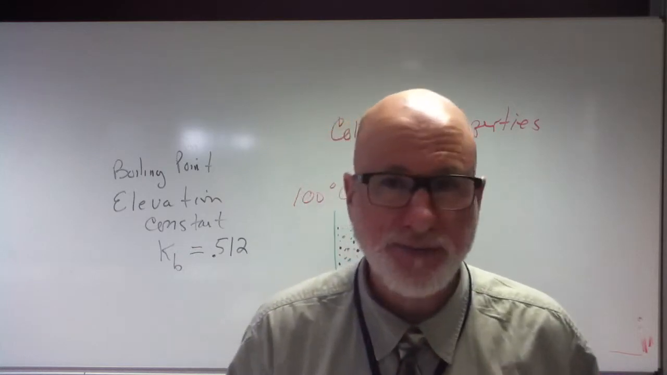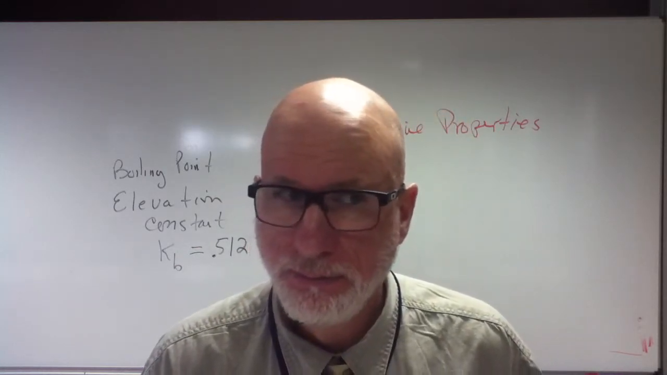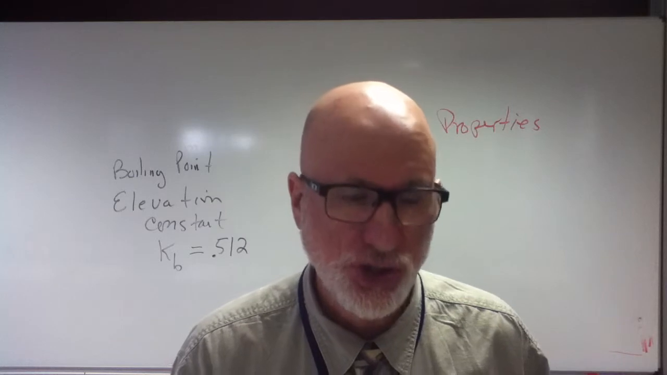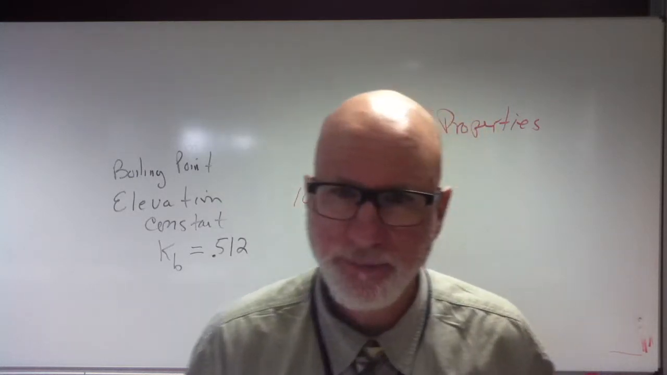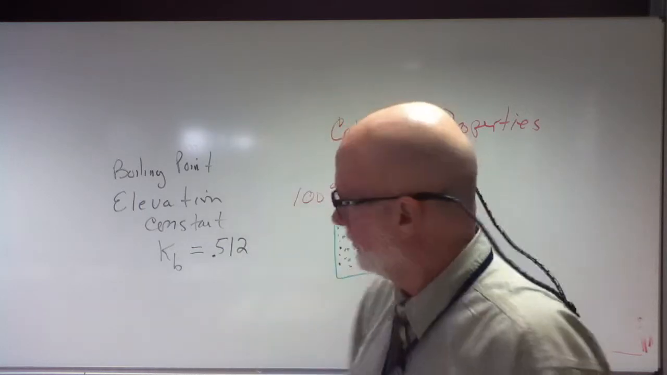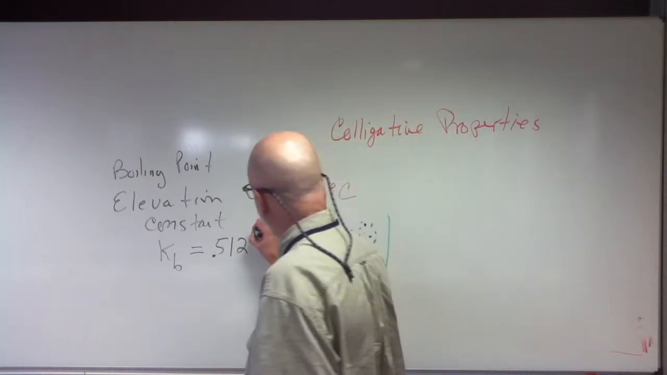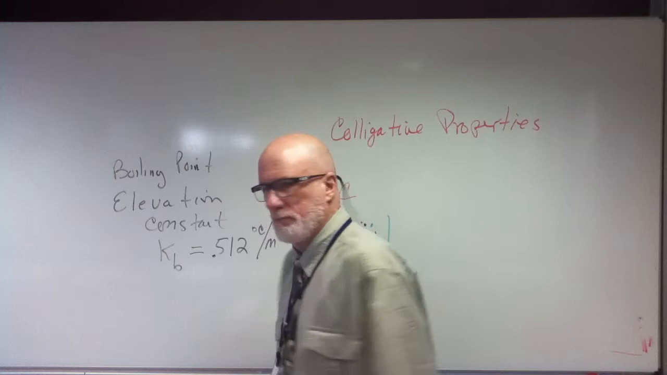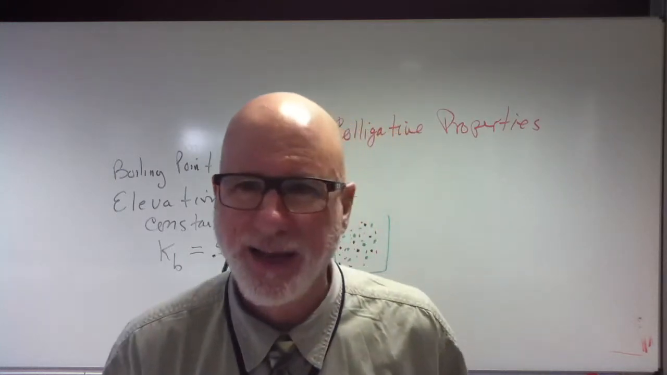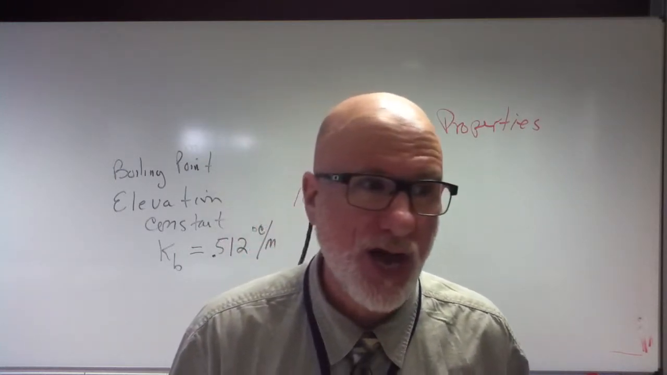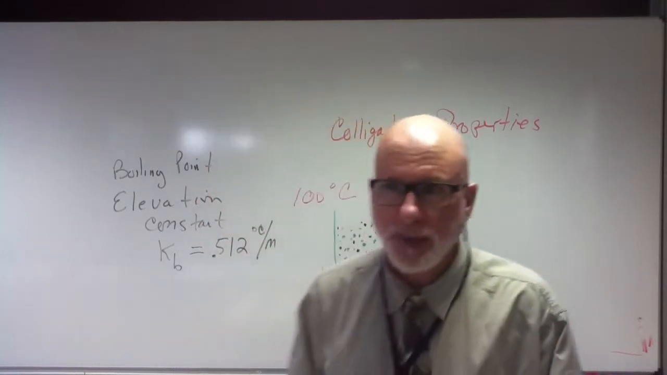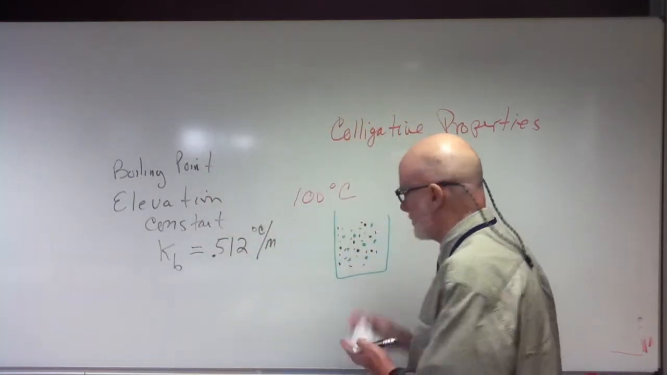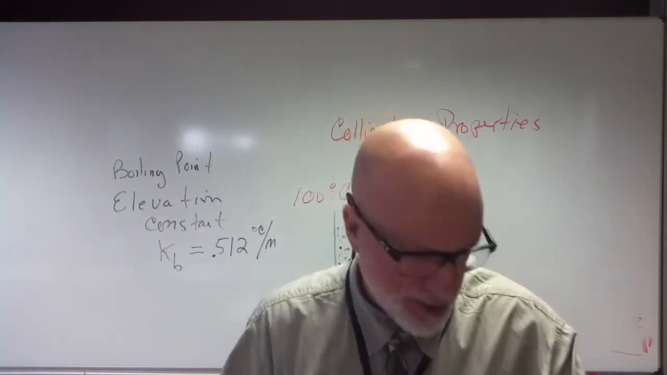But water is actually very low. 0.512. Okay, what are the unit labels for that? This is what's interesting. Degrees Celsius per molal. So what do we have to know? What do we have to do? If we want to find the boiling point elevation, in other words, I'll leave that on the board. In other words, this is what we want to do.